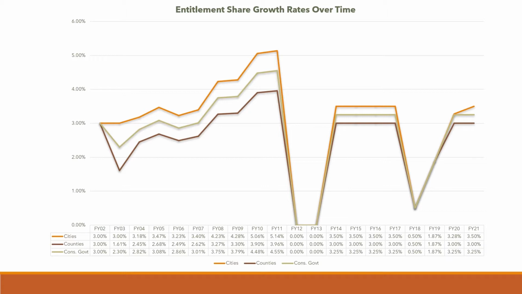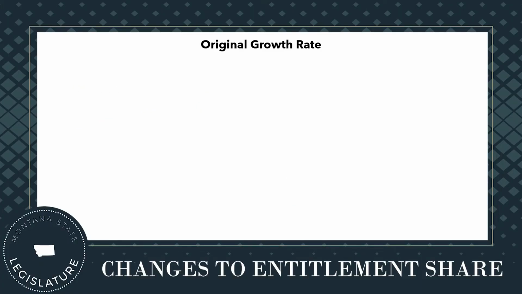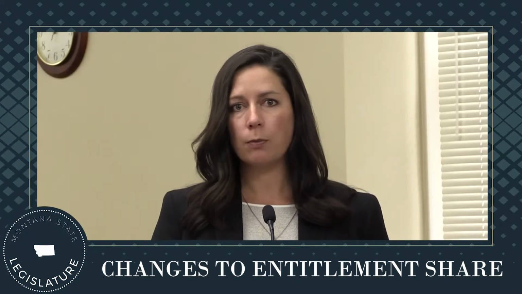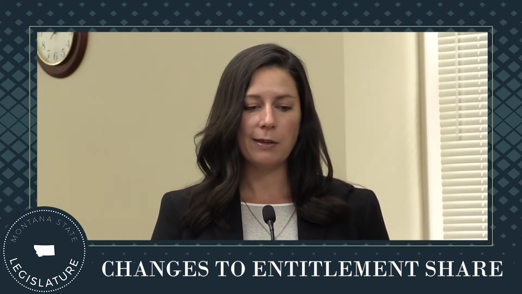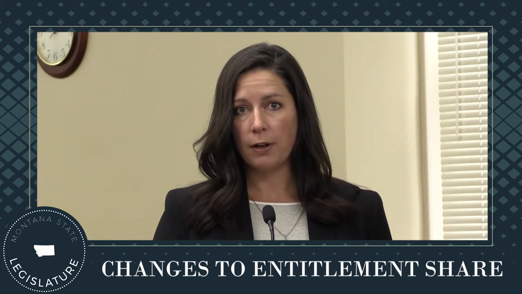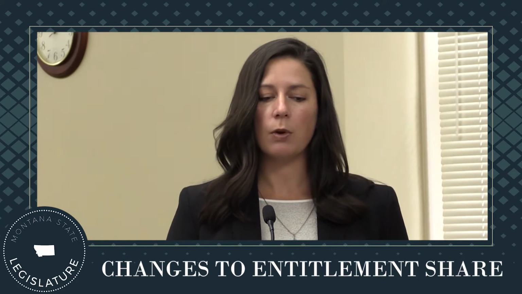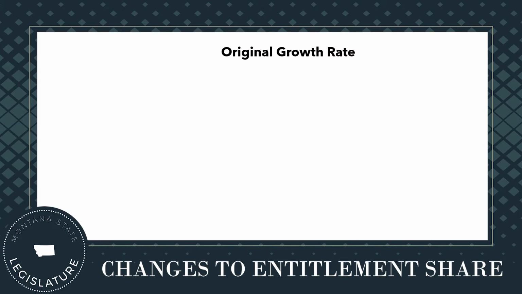Let's go back to the original growth rate, and this was the growth rate that was implemented in House Bill 124. I'm going to briefly go over this, twofold because it is fairly dense, and second, because it's technically not the growth rate that is currently in statute, so I will kind of breeze through it. The growth rate used two factors to determine total entitlement share pool growth rate.